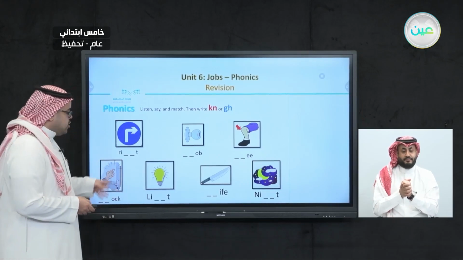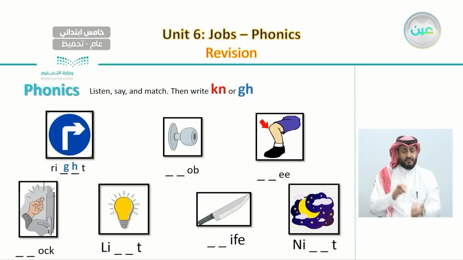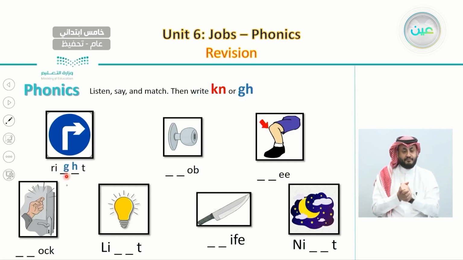The first example was this word, right. As you can see here we wrote the letter G and letter H, but we don't pronounce them. We say, directly, right. So G and H are the kind of letters that we write with this word but without pronouncing.